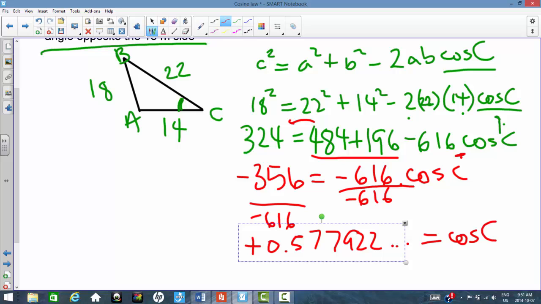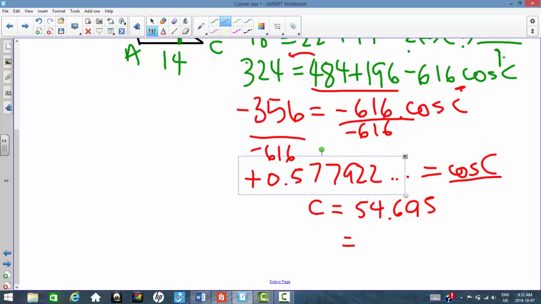And when I'm trying to look for an angle, I have to do the negative one, because the opposite of cos is cos to the negative one. So I'm going to shift cos to the negative 1, and then enter my number, 0.577922, etc. And that gives me C, the angle C. And that angle is 54.695 degrees, which if we rounded it to the nearest degree would be 55 degrees. Okay, so C is 55 degrees. And that's how you do it for the angles and for the length of a side.